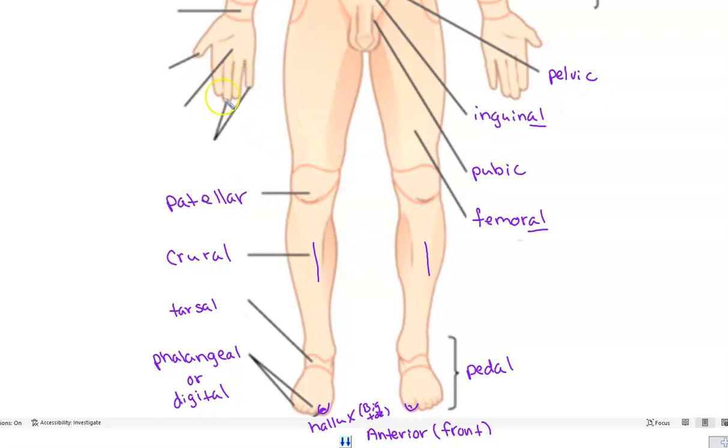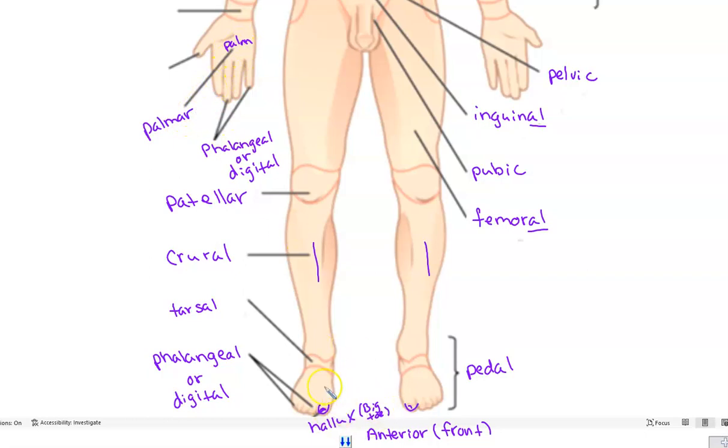So these are your fingers. All your fingers are also called the phalangeal region or digital region. Either one. You're welcome to do digital. All right, this is referring to the palm of your hand. That's what that is pointing at, and that is known as your palmar region, specifically the palm of your hand.